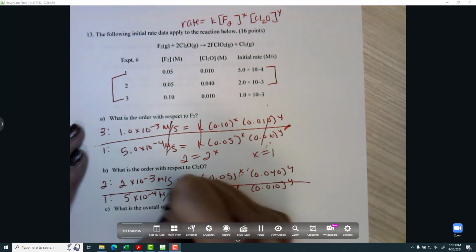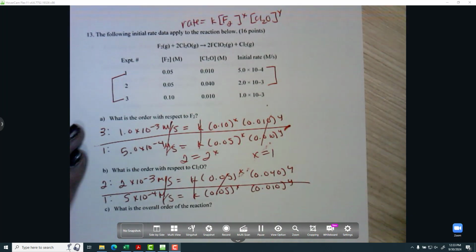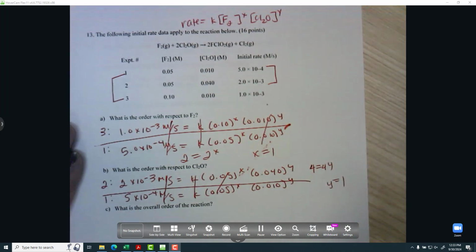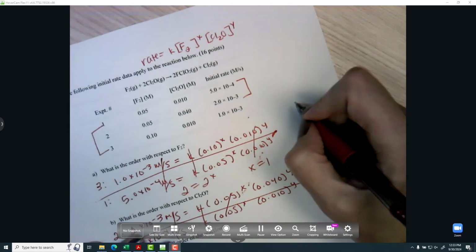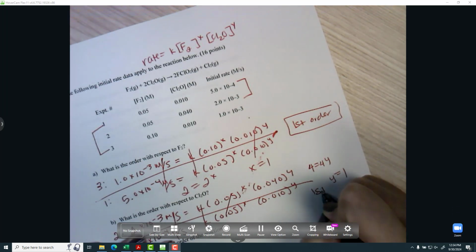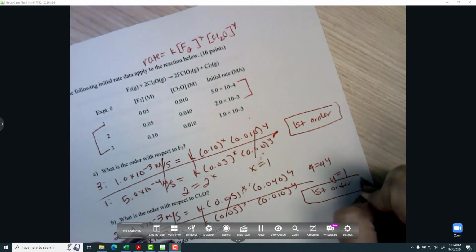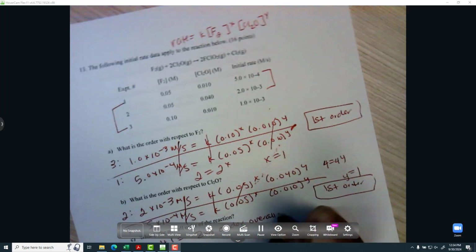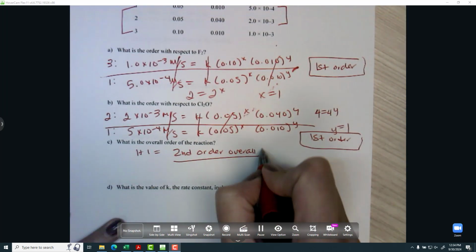Divide, units cancel, K cancels, 0.05 to the X cancels, and I get this times 4 equals 4 to the Y, so Y also equals 1. So the question's really asking what is the order? The order is first order for A, first order for B, and now the overall order would be 1 plus 1, which is second order overall.